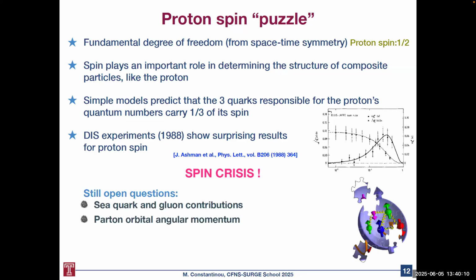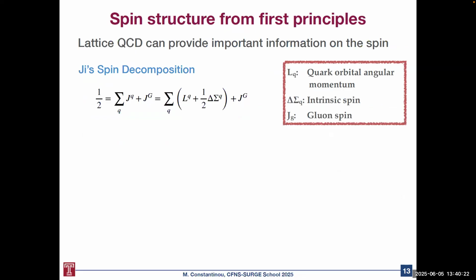Okay, so there are still open questions. For instance, what are the different components? What is the gluon contribution? What is the orbital angular momentum? And so on. And luckily, lattice QCD can do that from the theory side.